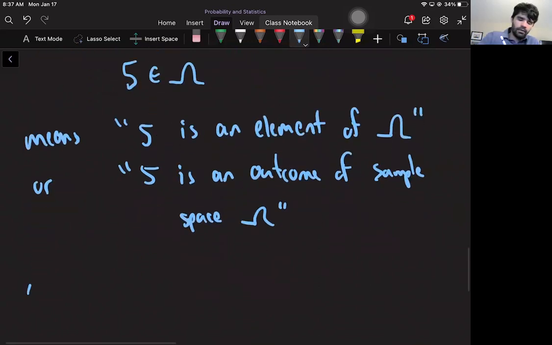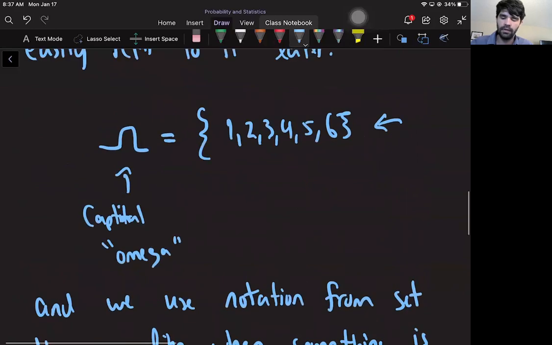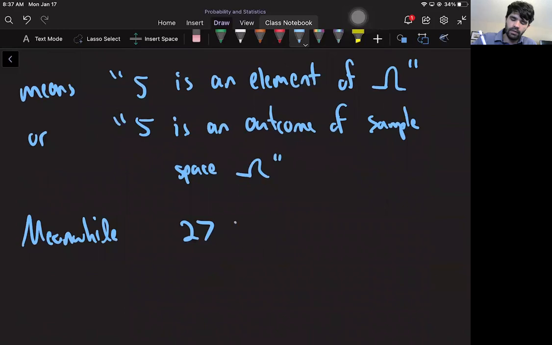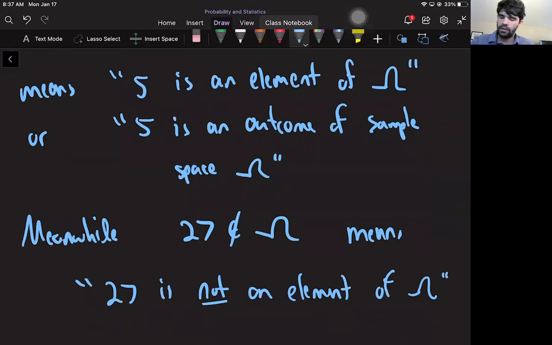So then you could also say something like this. 27 is not in there, right? It's not one of these 6 things. So in a very shorthand way, I could say 27 is not, by writing the element symbol and then crossing it out, in omega. It's not in omega. This is just some notation that we borrow from set theory. So 27 is not an element of omega. We're going to be using this kind of notation a lot in this class, so you've got to get used to it pretty quickly.